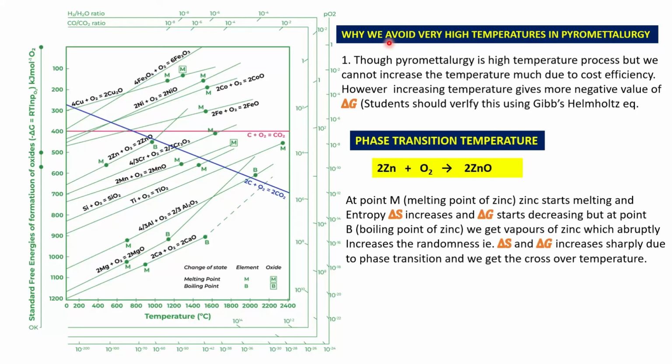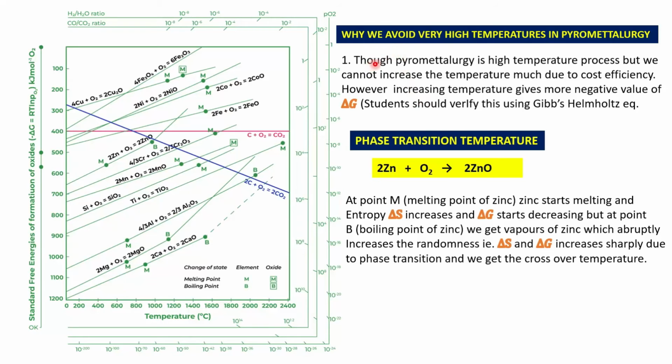Now the next thing: why do we avoid very high temperature in pyrometallurgy? This seems contradictory. As I have already told you, pyrometallurgy is a metallurgical process at high temperature, but we cannot increase the temperature too much. Why? Because to increase the temperature too much, we need too much carbon or coal. That means we need fuel. So the cost would be very, very high. That's why we cannot increase the temperature that much in pyrometallurgy.